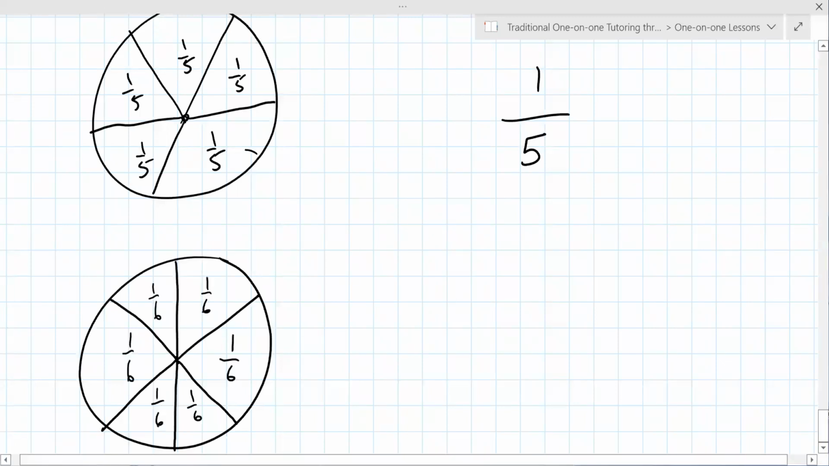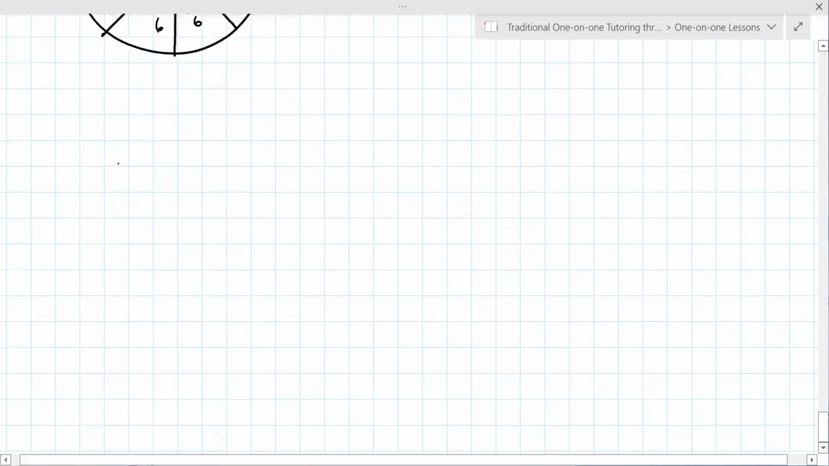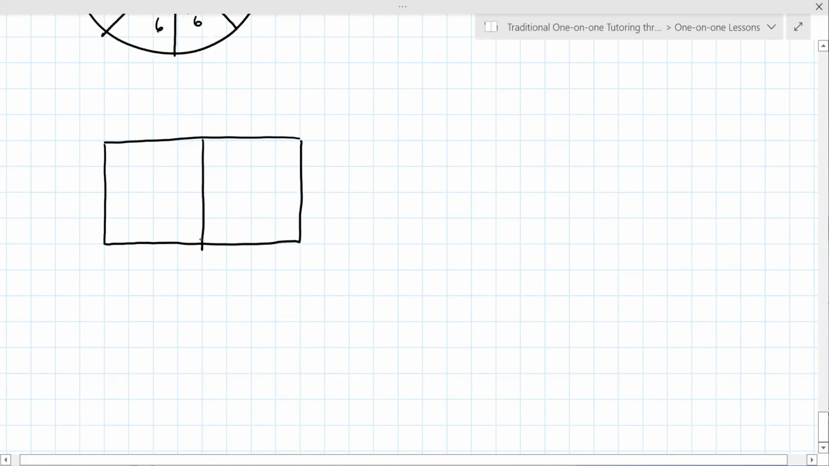Now, the same thing applies to, say, a rectangle. Let's say I have a rectangle here like this, and I cut it in half. What goes in each space? 1 over 2, or something. Yeah, we say 1/2. Okay.